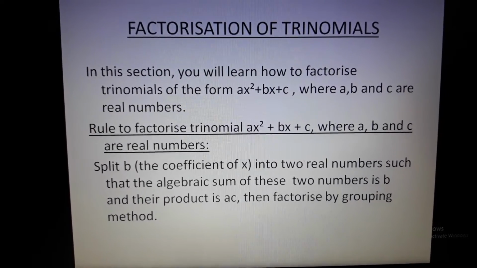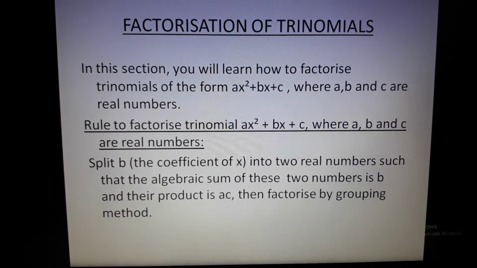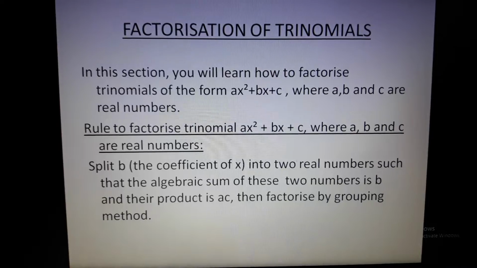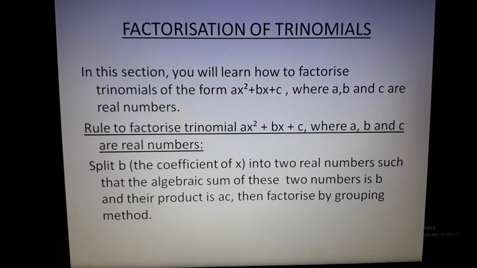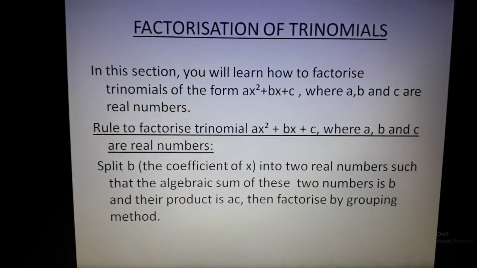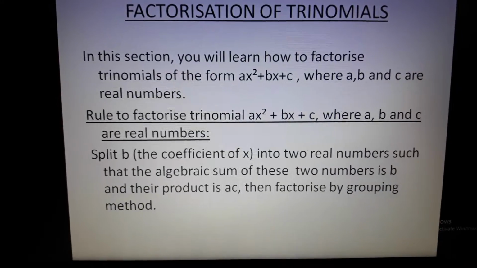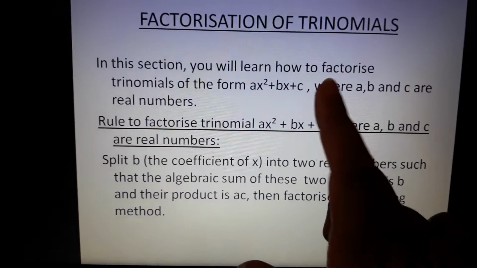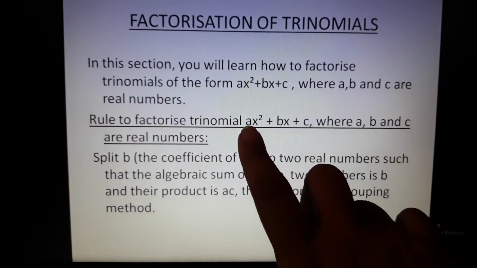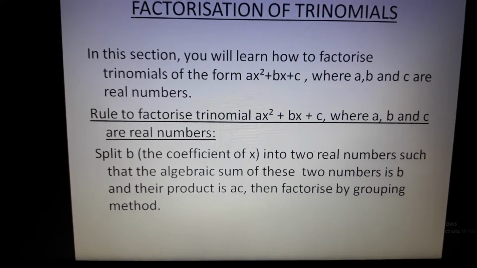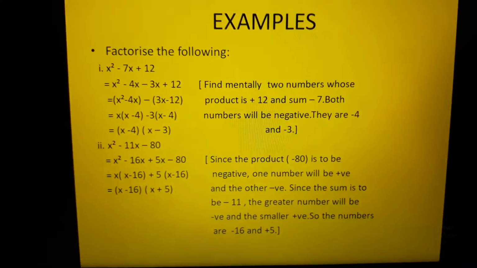Now, the rule to factorize the trinomial ax square plus bx plus c, where a, b and c are real numbers, is you have to split b, that is the coefficient of x. This b you have to split into two real numbers such that the algebraic sum of these two numbers is b and their product is ac, that is the product of the coefficient of x square, that is a, and c. Then you have to factorize by the grouping method. So let us see some examples.